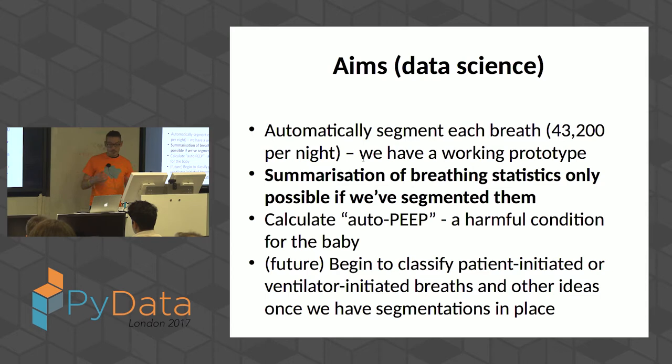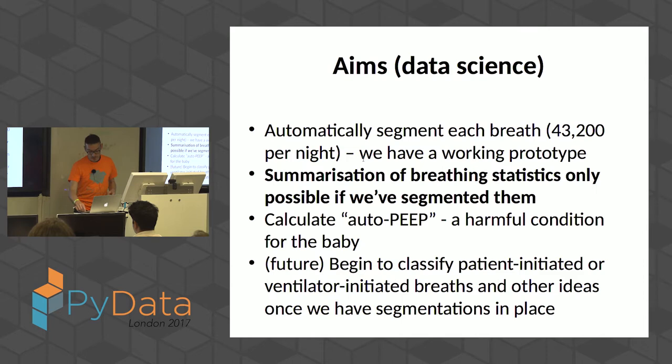So if you can start to summarize how much air is going in and out of the lungs on every single one of those 43,000 breathing cycles, you can begin to get an idea if the lungs are properly emptying or if they're being left partially filled at the end of each breathing cycle. So we have to start doing the segmentation so we can analyze that. And we're just getting to that point. And there's a whole bunch of other interesting things that we can use to extend the statistical analysis of these baby breaths once we can do the segmentation.